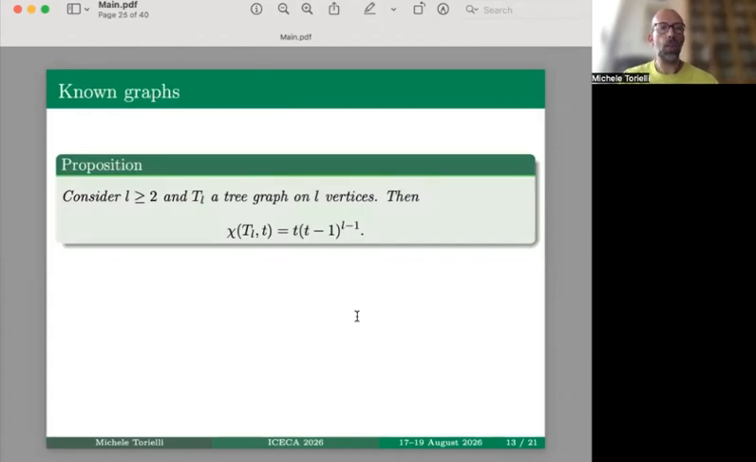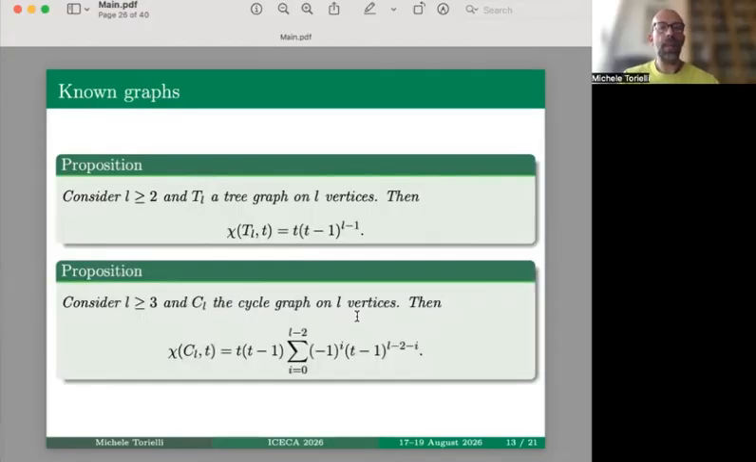Now, let's recall the chromatic polynomial of two known graphs. The first one is a tree. Every time I have a tree on l vertices, its chromatic polynomial is t times (t minus 1) to the l minus 1. And every time I have a cycle graph, again on l vertices, I can compute its chromatic polynomial with this formula. So it's t minus 1, and then a sum of alternating terms where basically everything depends only on powers of t minus 1.